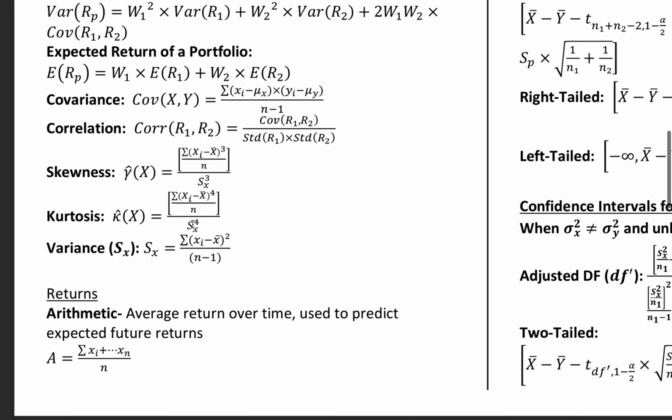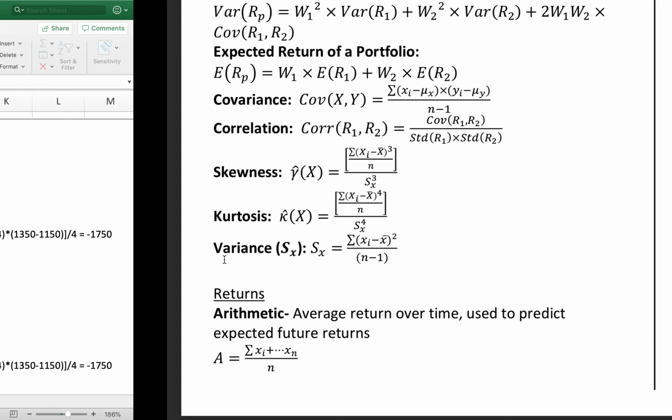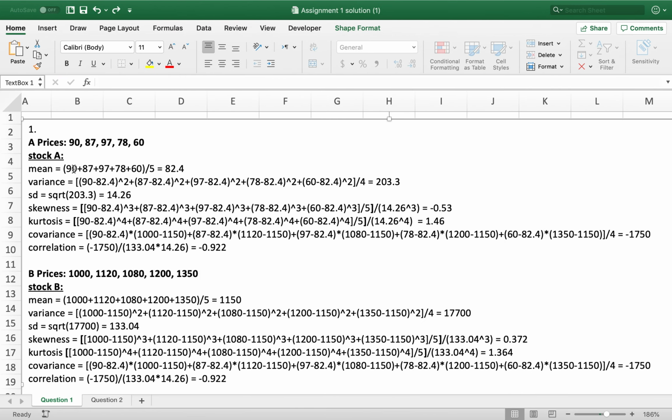So let's do the variance. The variance is you take the sum of each individual, in this case price, minus the mean and square it. You're going to add all of those up, and then you're going to divide that whole added thing by n minus 1. So let's see how that looks for A. So for A, we have the price, 90, minus the mean, 82.4, and square it. Plus the next one, the price, 87, minus the mean, 82.4, and square it. And so on. You add all of those up, okay? Divide by 4, and you get 203.3, and that's your variance.